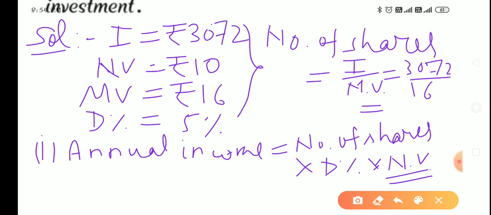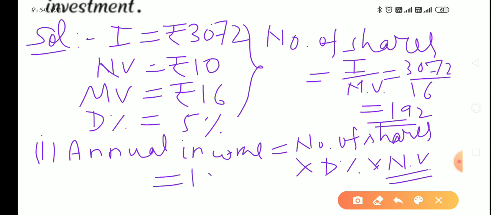3072 divided by 16, so 192 shares. You are purchasing 192 shares. Now you can put the value here.